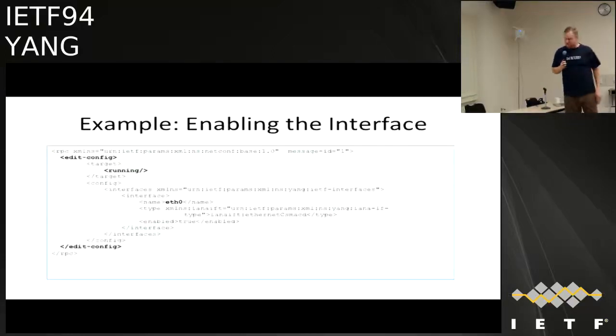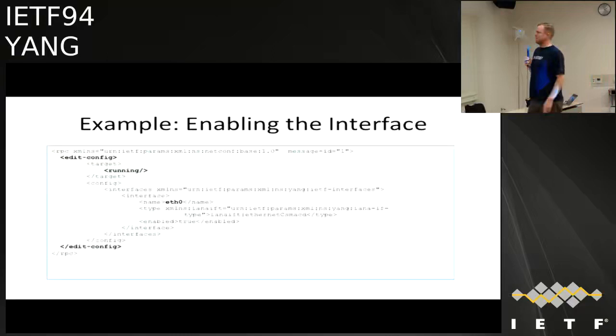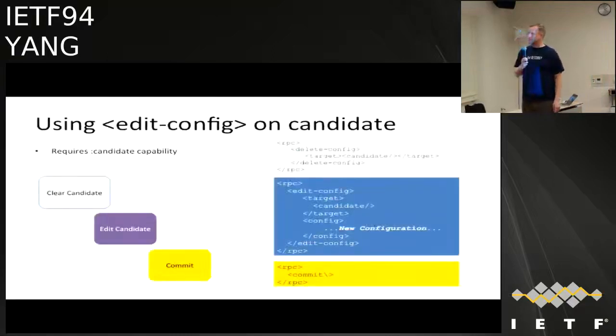But that's too easy for our adventurous programmer here. He, or she, wants to use edit config on candidates. First of all, as I said, you have to check that the box supports the candidate capability. You have to look in the hello message to see whether this box actually supports candidate. If it does, here's what you need to do. First of all, it's good form to clear out the candidate. As I said, the candidate is global, so there may be lingering data in it that someone else didn't clean up after them. You edit the candidate so it looks the way you want it to, and then you commit it, which means that you move the content of it into the running data store.